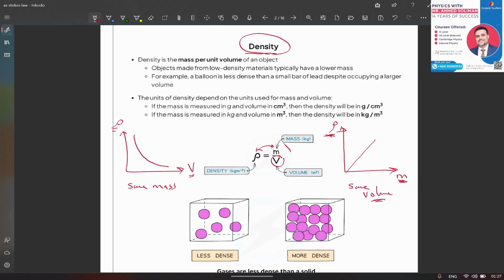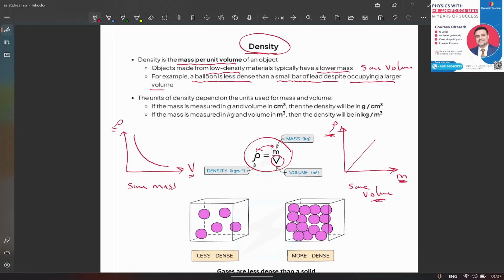And from this equation, we can write the definition of density. Density is mass per unit volume of an object. An object made from a low density material will have low mass for the same volume. For example, a balloon is less dense than a small bar of lead despite occupying a large volume.